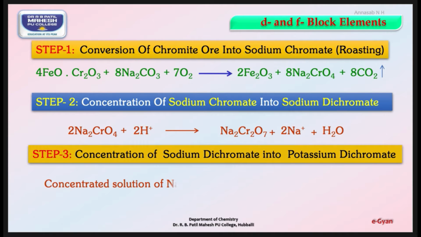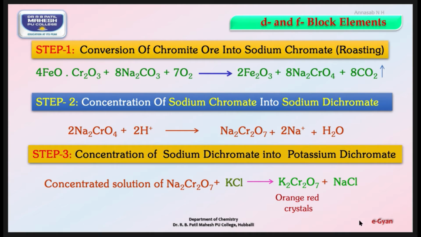So here the concentrated solution of sodium dichromate is treated with potassium chloride, converts sodium dichromate into potassium dichromate by the liberation of sodium chloride. The potassium dichromate which is formed here is orange red colored crystal, and NaCl which is dissolved in water is separated as a solution, and just by the filtration process we can get pure orange red colored crystals of potassium dichromate.